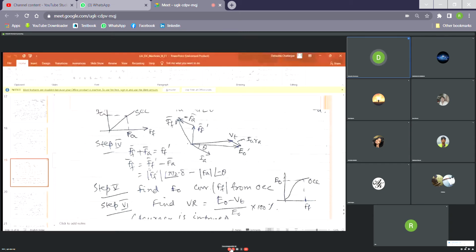Are you getting me? These are the basic formulas. The field MMF and armature MMF will give you the resultant phasor. Here, your resultant phasor is FF dashed, which I found out from correspondence. So now you know FF dashed, and you know FA from the short circuit characteristics, so you can calculate the no load MMF, FF. FF dashed minus FA is actually FF from this equation.